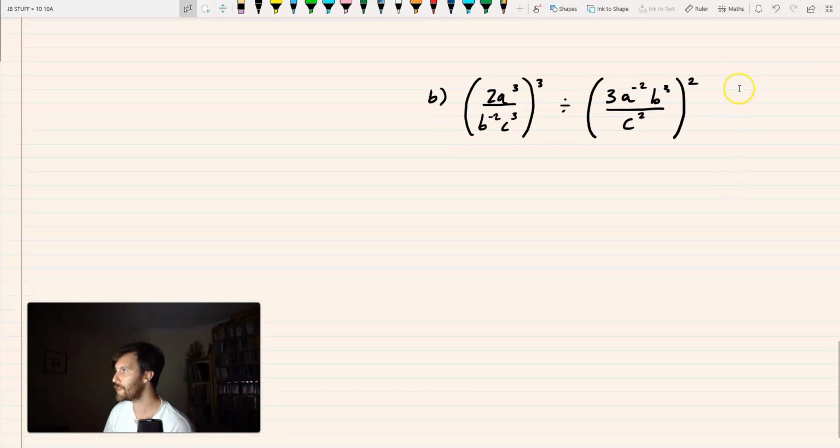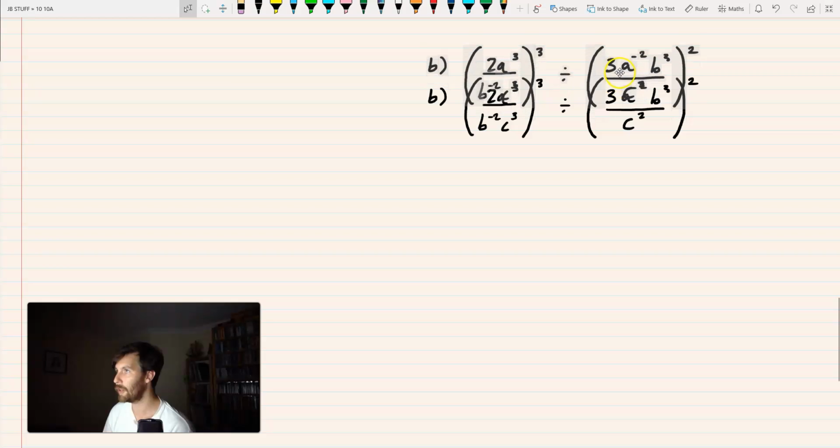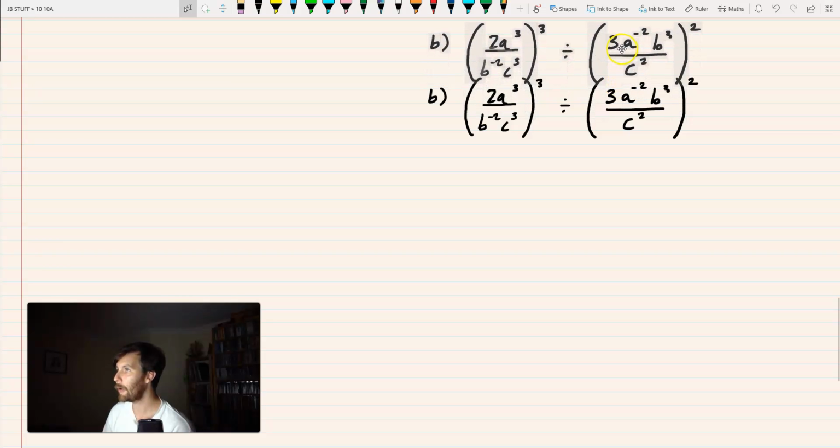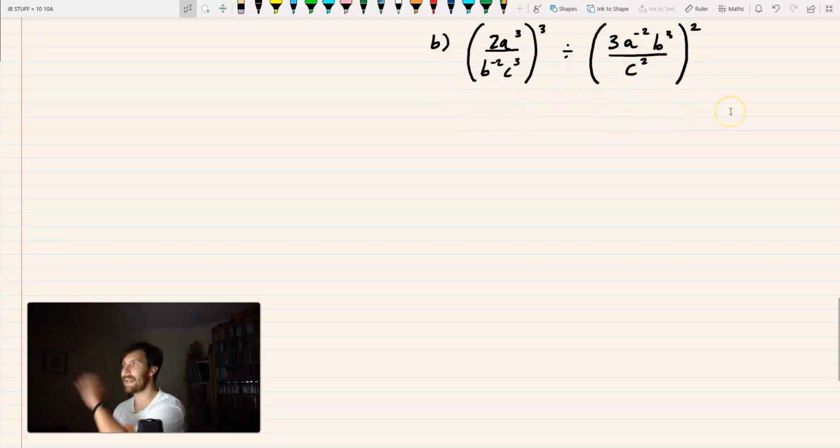Okay, let's go to one that is slightly spicier. This one involves a little bit of division as well. So as well as getting rid of our brackets and making everything positive, we'll need to deal with that division in the fraction as well. Okay, so like we did before, first job here is to get rid of both sets of brackets.